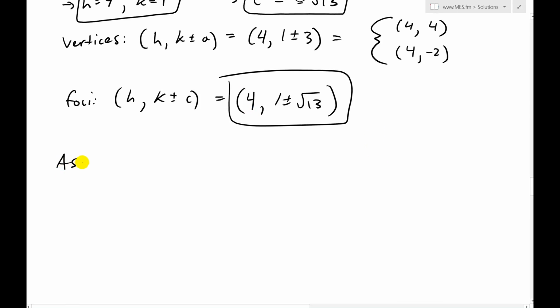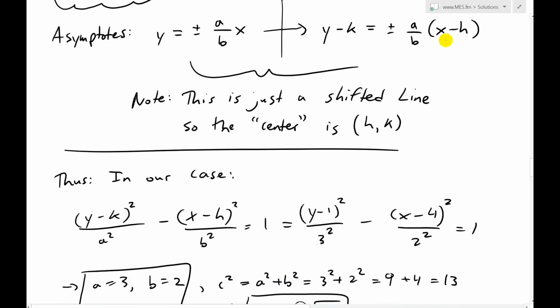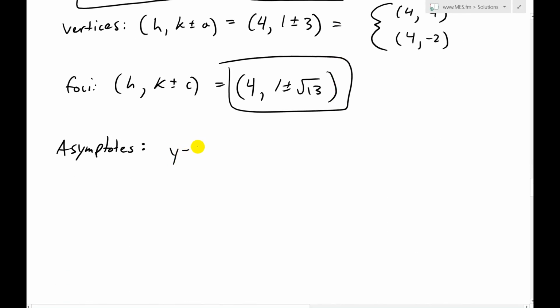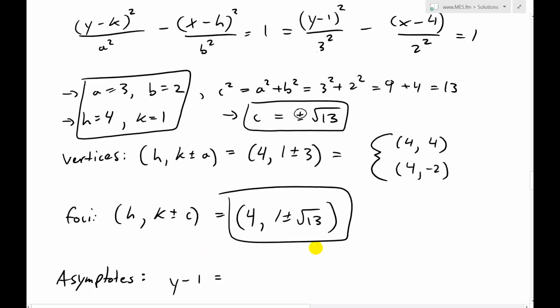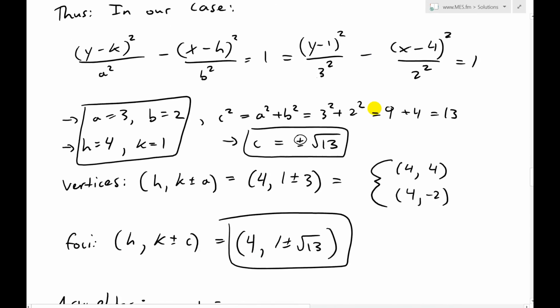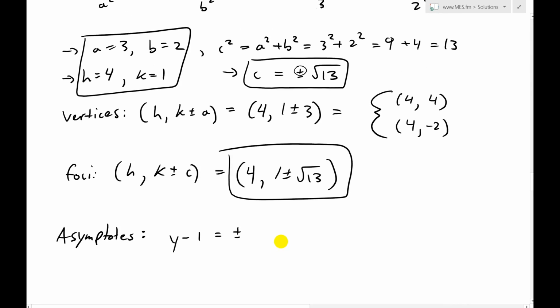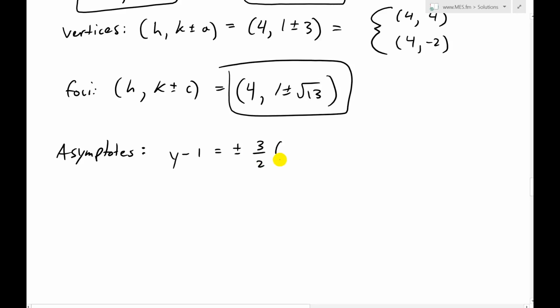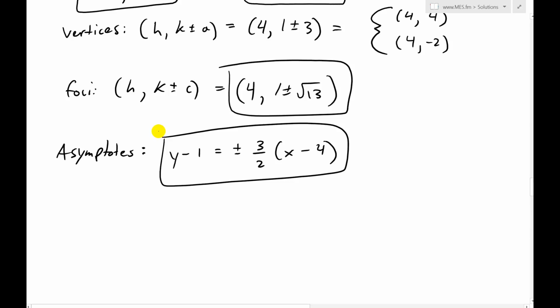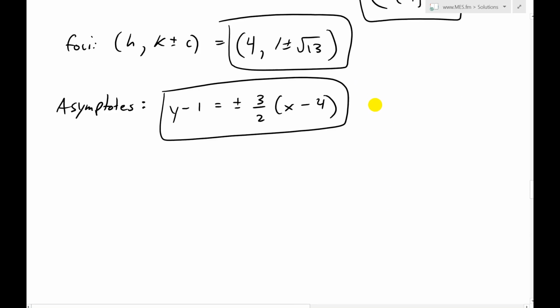Now the asymptote lines. Here I boxed this one out because that is what we were asked to solve in the question, which was to graph it and solve for the foci. So now we have the asymptote lines, and the formula is y minus k, so y minus 1 equals plus or minus a over b, so plus or minus 3 over 2, times x minus h, which is 4. So this is our asymptote lines. I'll just box this as well, like that. So that is what we have over here.